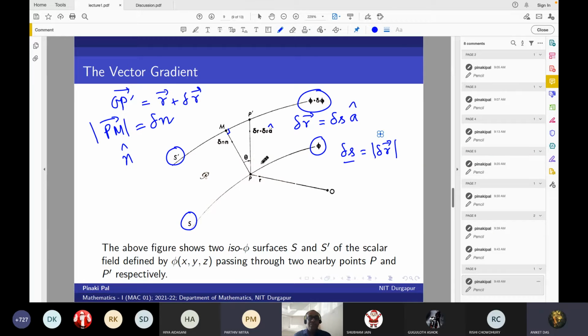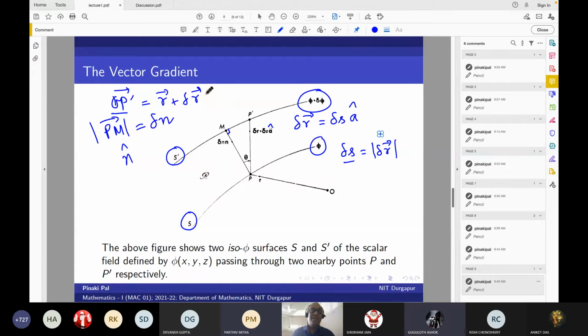You are mentioning a vector there. What is that? I don't find any G. Are you talking about OP dash? Yes, excuse me for my handwriting. That is OP dash, which is R plus delta R.